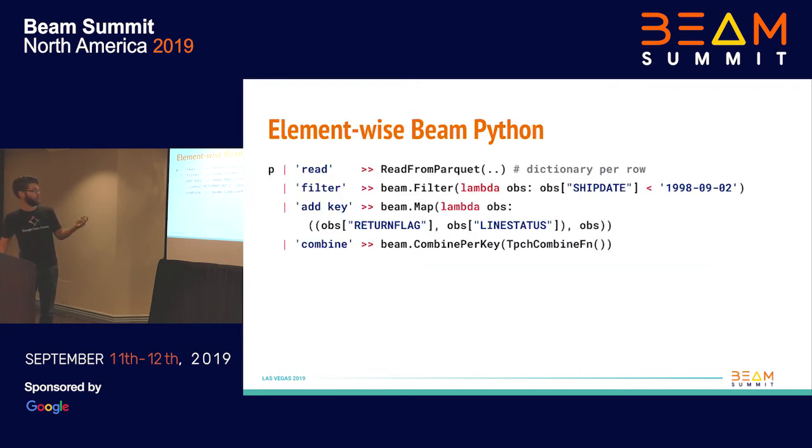So this is what the 2 pipelines look like. The element-wise one is pretty simple. You just do the read, and then it does the filter by the ship date, adds a key, then does all of the combines and aggregations. All of the computed columns and combines and so on are combined in that CombineFn.